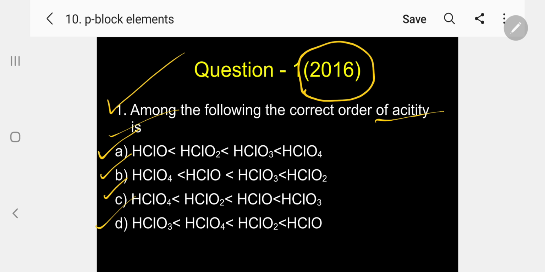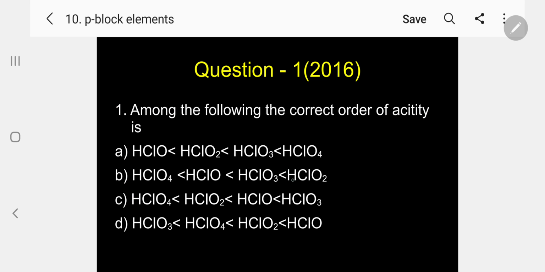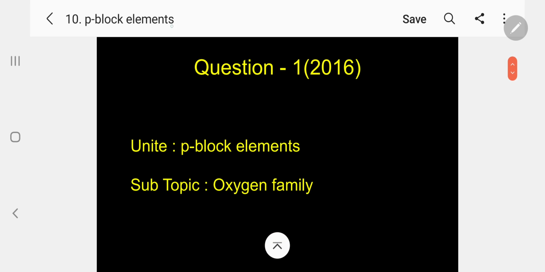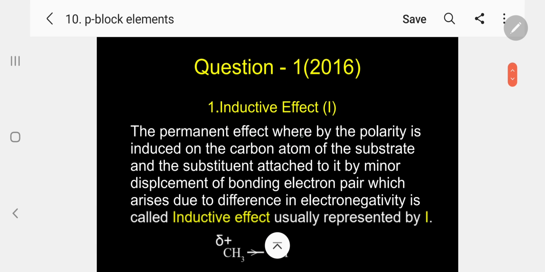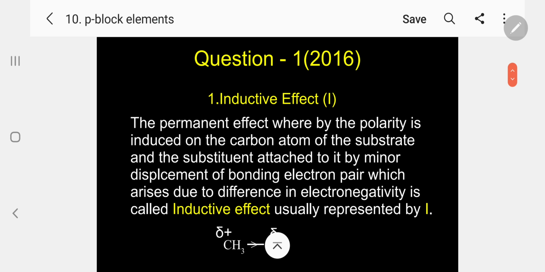acids, the corresponding perchloric acid, different acids of chlorine, where chlorine is the central atom. This question was asked under the P block elements because both chlorine and oxygen are involved in this, coming under the P block. So specifically you can say oxygen family, or even halogen family. So let me explain. In order to answer this question, the fundamental idea you must have is: what is inductive effect?